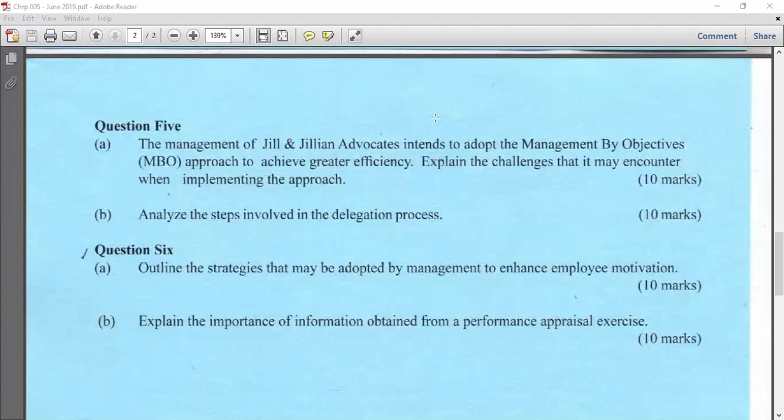Enhancing employee motivation. Reward management scheme. Yeah, in the organization, so that the employee can be motivated to work and perform. Okay, anything else? Involve them in decision making. Employee involvement in decision making. Anything else? Have training and development being done in the organization. Training and development being done.